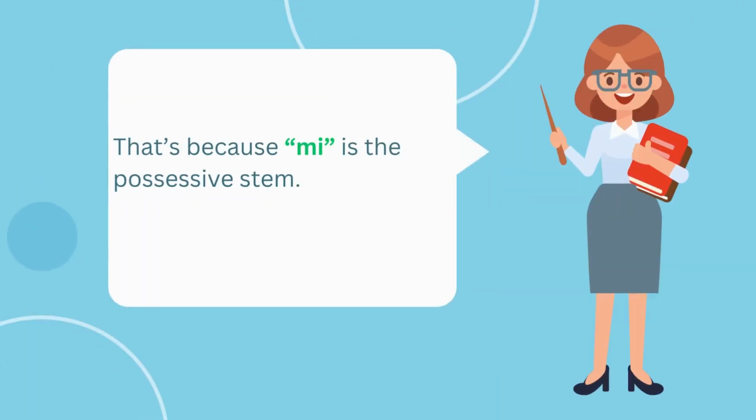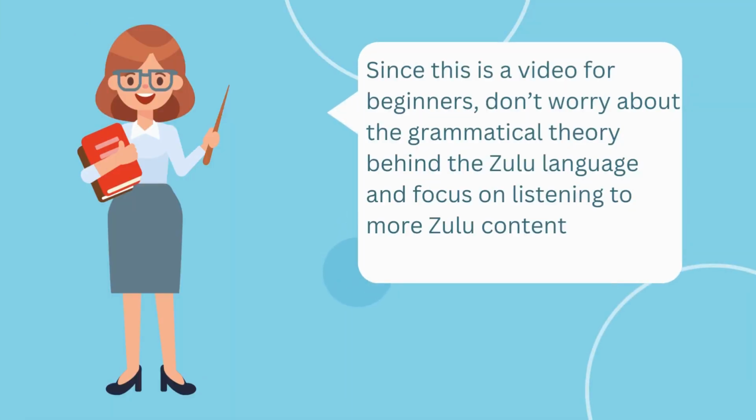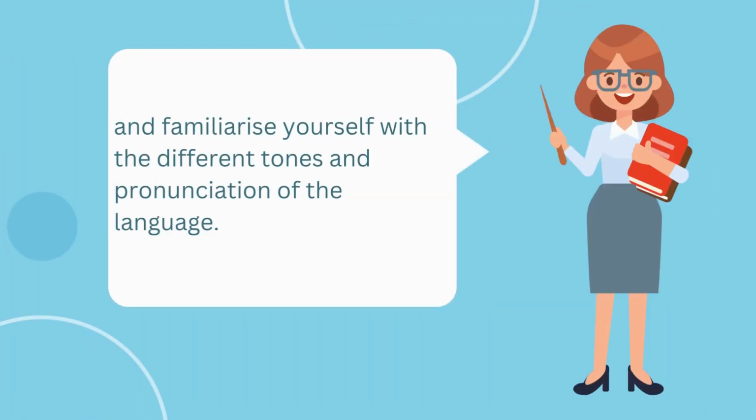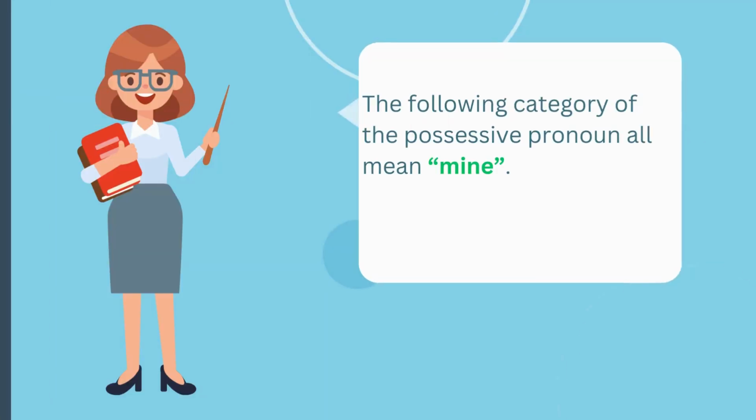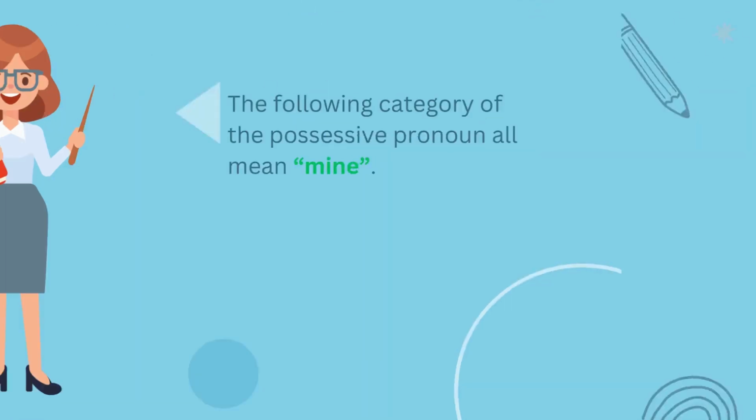That's because me is the possessive stem. Since this is a video for beginners, don't worry about the grammatical theory behind the Zulu language and focus on listening to more Zulu content, and familiarize yourself with the different tones and pronunciation of the language. The following category of the possessive pronoun all mean mine.